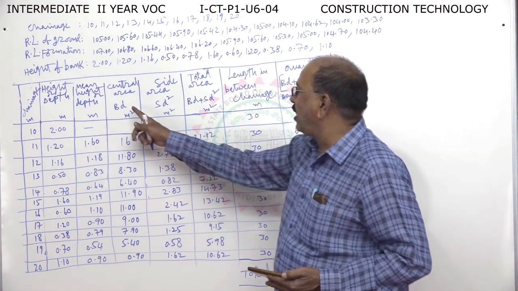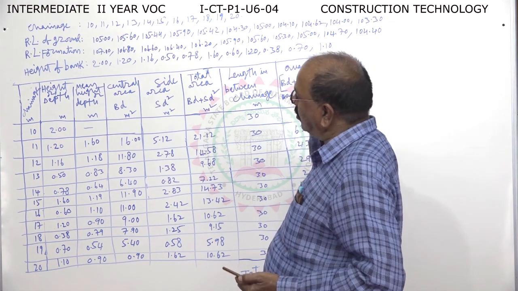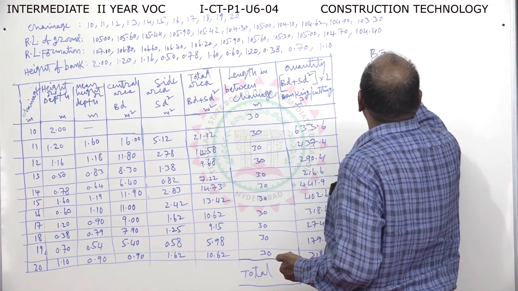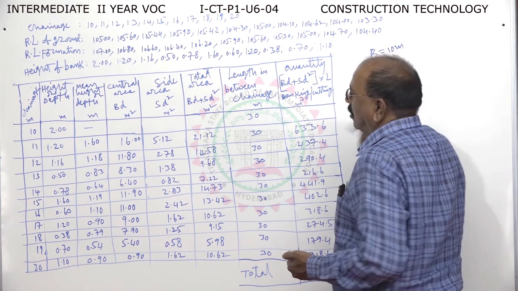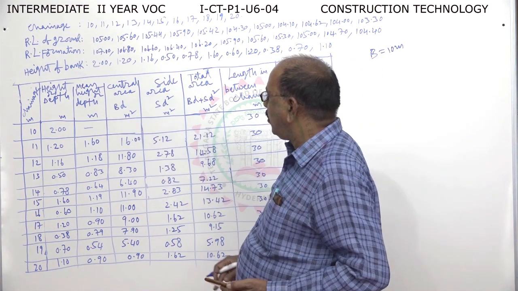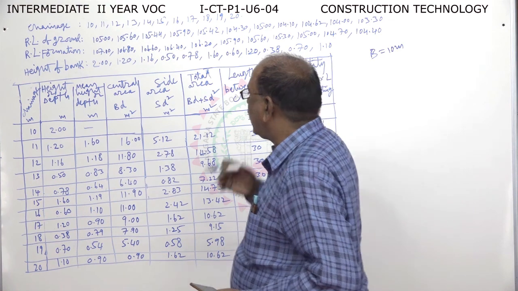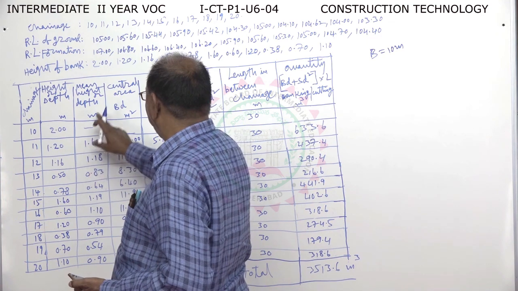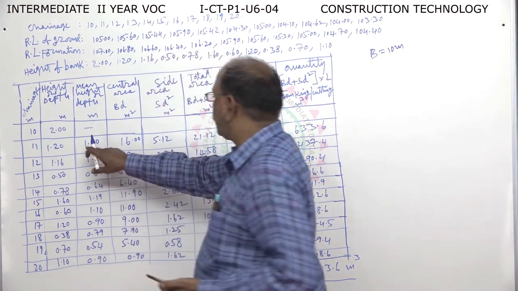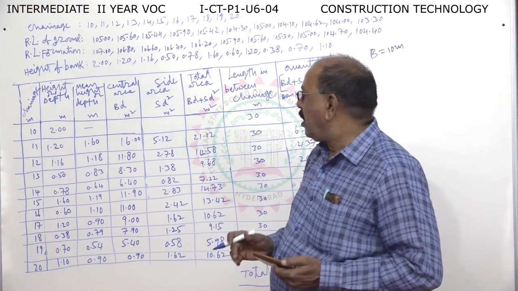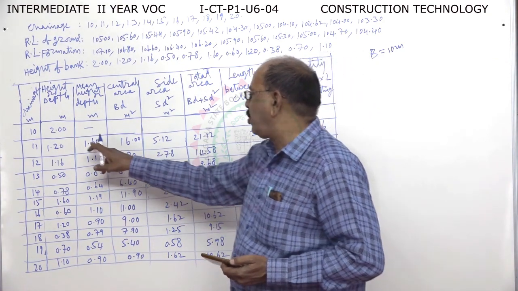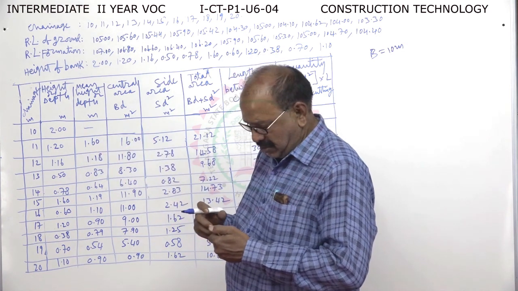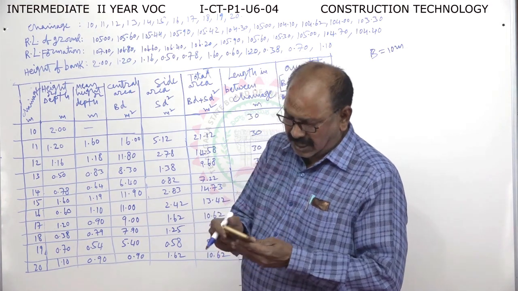Next, central area. Breadth, how much is it given in the problem? I think it is given as 10 meters. Okay. So for central area, B is 10 meters. Then D is equal to mean depth. This is 1.6. So 10 into 1.6. How much are you getting? 16. Multiplying 10 into 1.6 gives 16. So that also you can check with the calculator.